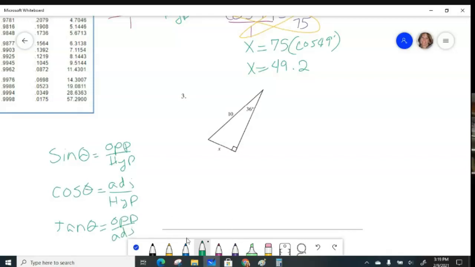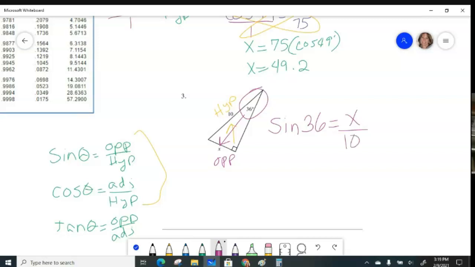All right, so looking at this one, we want to again identify our hypotenuse, and 10 is our hypotenuse. So that tells me right away that we are going to be working with cosine or sine, because we have a hypotenuse. And our angle is 36. You're correct, it's sine, because x is opposite of our angle. Very good. So this time it is going to be sine of 36 degrees. It's going to equal our opposite side over our hypotenuse.